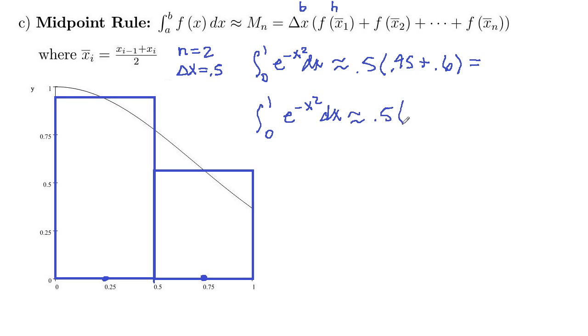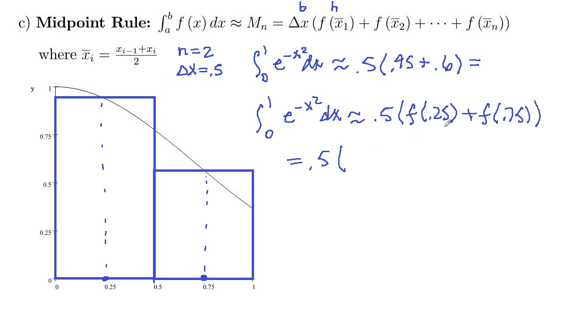And then if we want numerically, the integral from 0 to 1 of e to the negative x squared dx, is approximately 0.5 times, and then we're doing the function value at 0.25 here to get our height. And then here the function value at 0.75. So f at 0.25 plus the second height f at 0.75. So that'll be 0.5. Plug 0.25 into the function, e to negative of 0.25 squared. And then here plug 0.75 into the function, e to the negative of 0.75 squared.